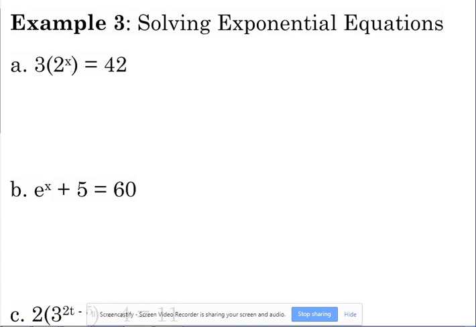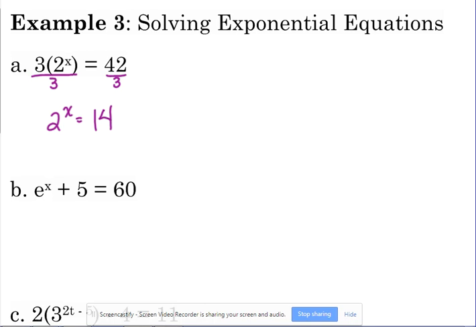Now, you are not allowed to multiply the 3 and the 2 because the 2 has an exponent. Exponents come before multiplication in our order of operations. So our only choice is to divide both sides by 3. So we get 2 to the x is equal to 42 divided by 3, which is 14. Okay? Now, our next goal was, can we write 14 so that it has a base of 2?